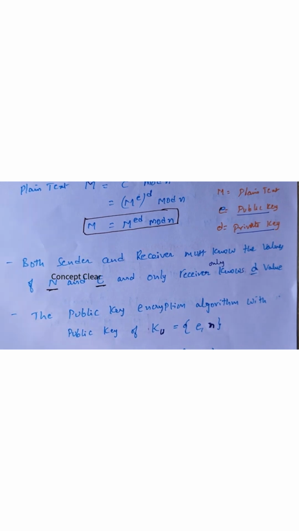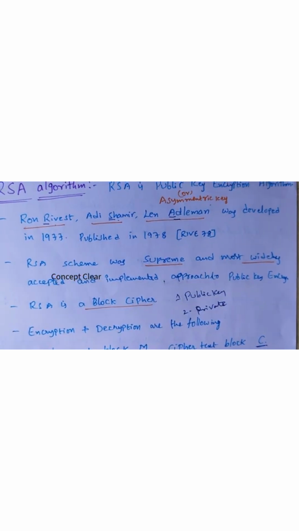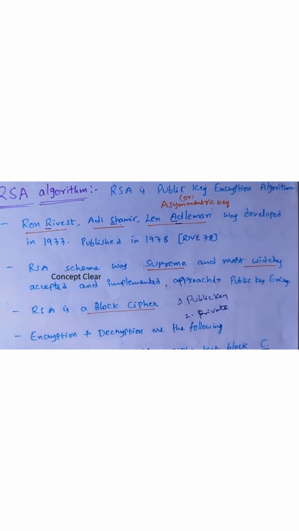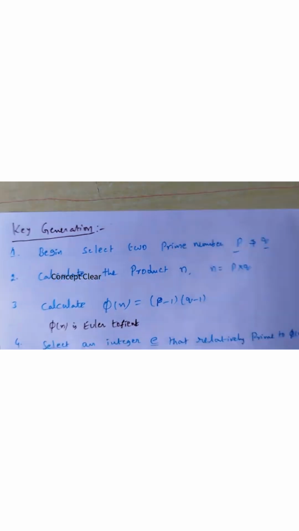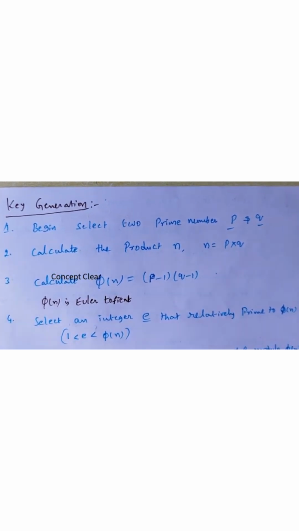Next, the RSA algorithm contains majorly 3 steps. The first one is key generation, the second one is encryption and the third one is decryption. We will see what key generation is. In key generation we have to follow some steps.